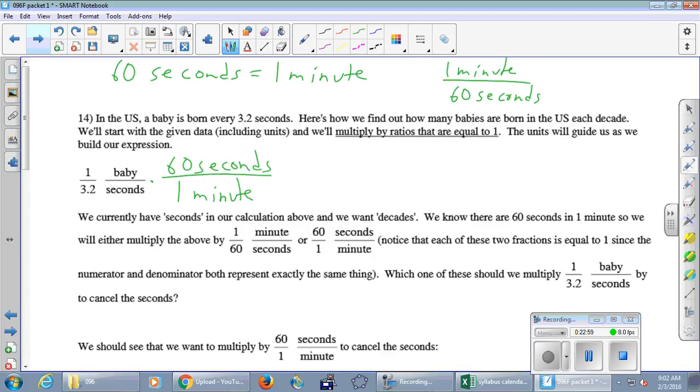And again, the value of that fraction is 1 because top and bottom are exactly equal to each other. And so I'm allowed to multiply that without changing anything. I've just multiplied by 1, and then we say, oh, wonderful. Seconds cancels, and the current units that are remaining are babies per minute. Okay, well, that's closer to decade than we were a moment ago. Let's try one more of these. We're going to multiply by.